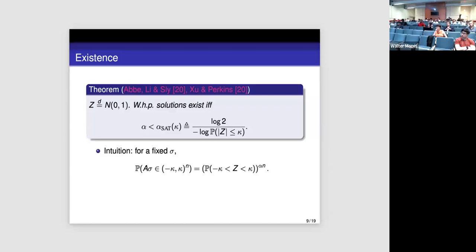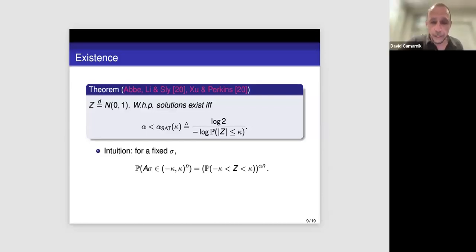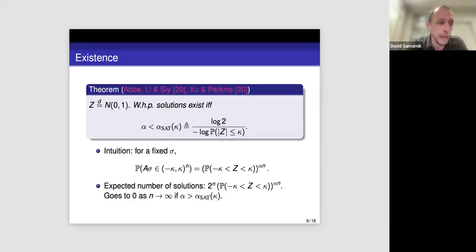What is the probability that independent standard normals all lie in the interval from minus kappa to kappa, all of them? Well, that is just the probability that a standard normal is in this interval to the power of the number of entries, and the number of entries is alpha times n. That's the number of rows. Okay. So that's the likelihood that a fixed vector is actually a solution. But we have 2 to the n potential solutions because the space of potential solutions is a binary cube, 2 to the n points.